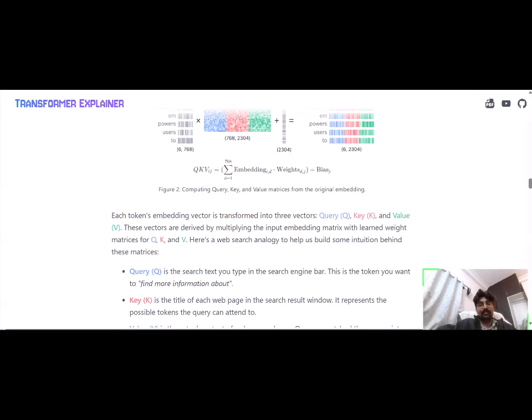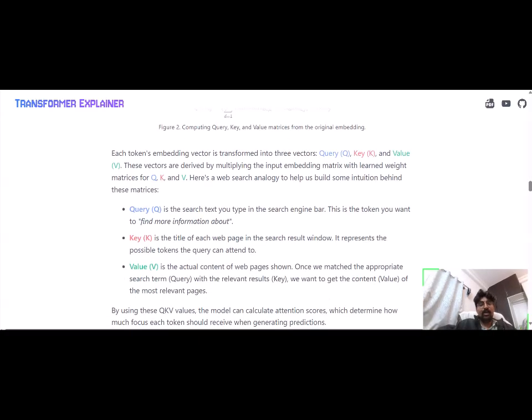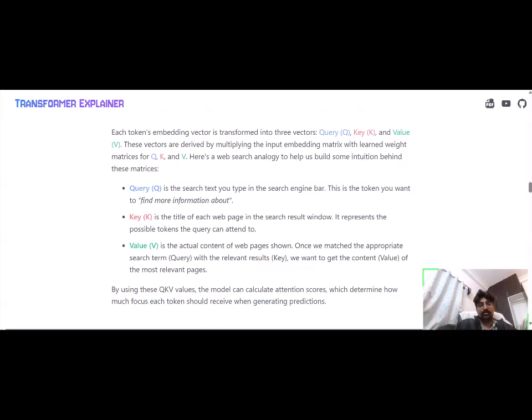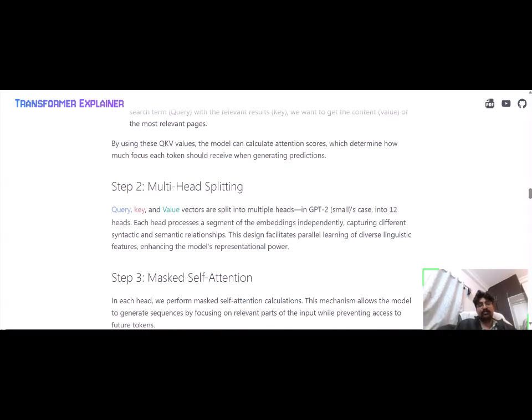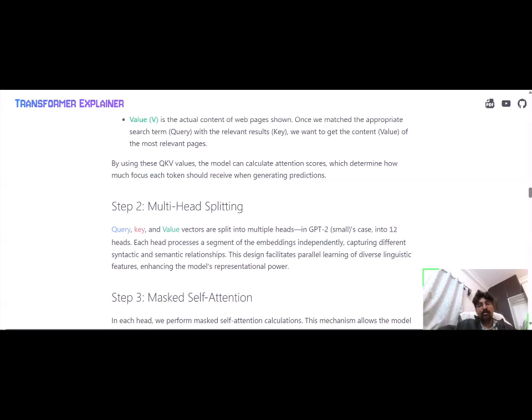Take one example: in a web search engine, we make a query for a particular thing, for example, find more information about it. Whenever we query on the web page, it will show some bullet points. Each search line is called a key, and the values of all the search lines are the final values. So based on that we can understand it.